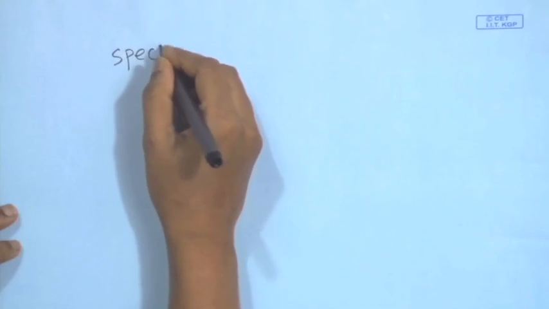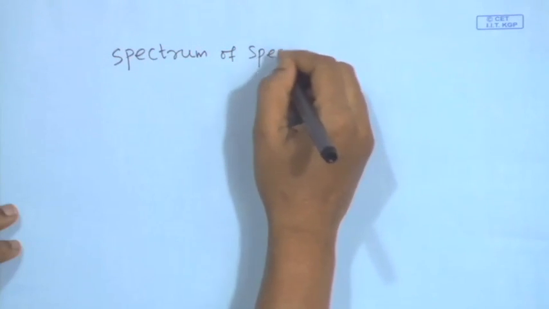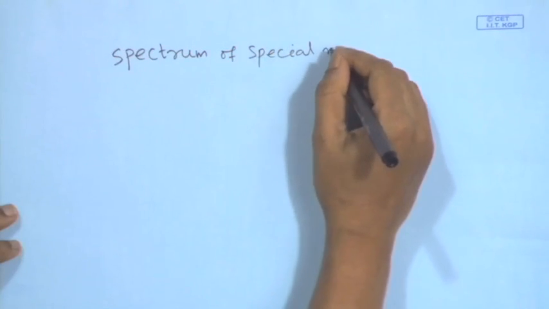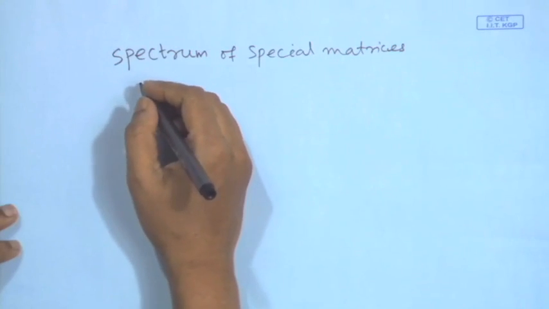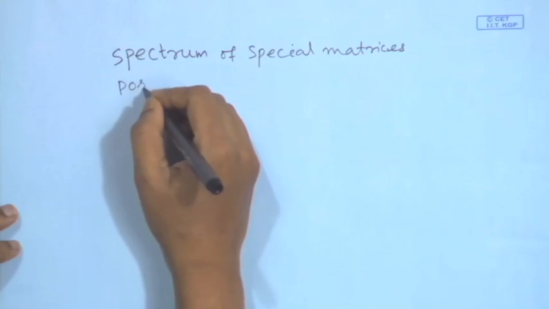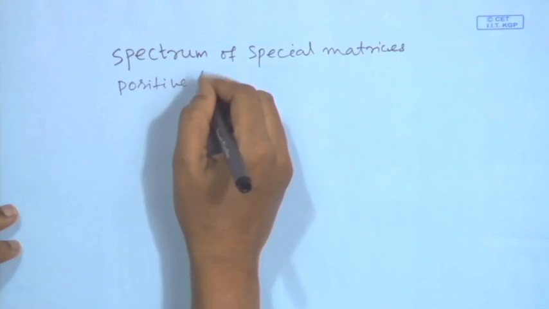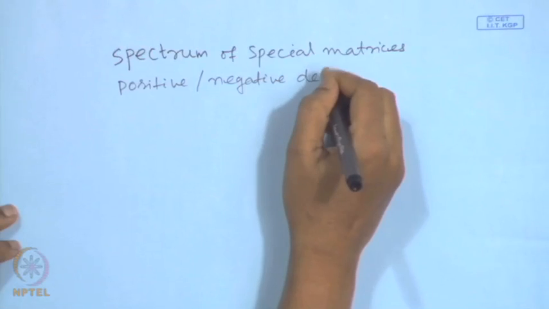So, the final lecture in this series is on the spectrum of spatial matrices, and positive definite and negative definite matrices, or that is, positive or negative definite matrices.